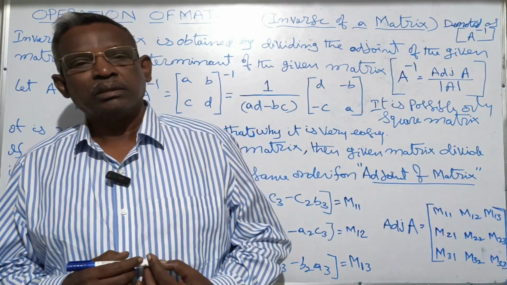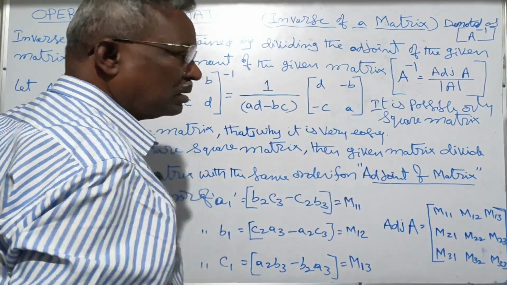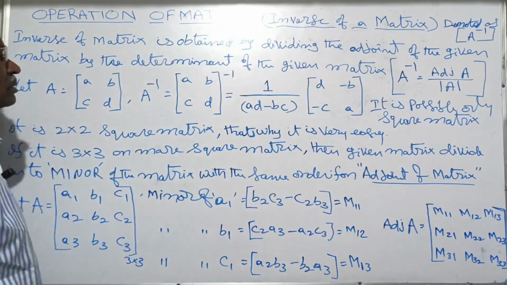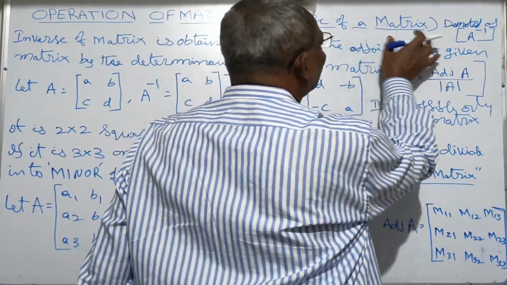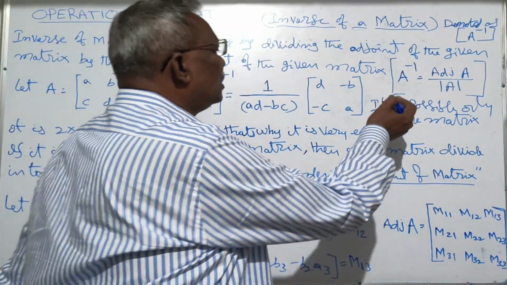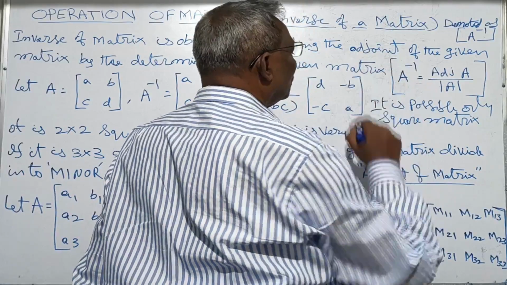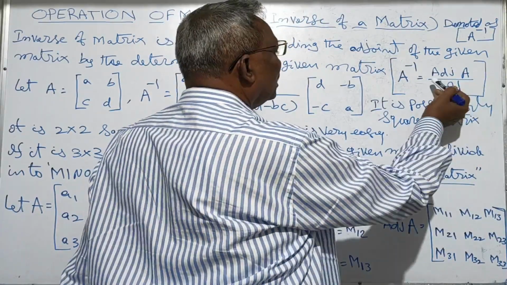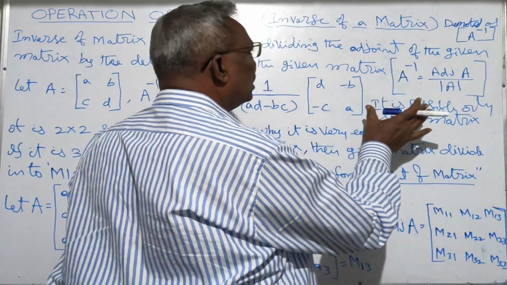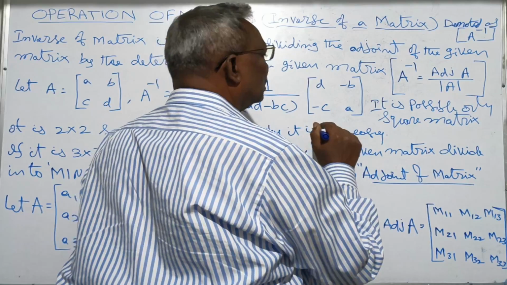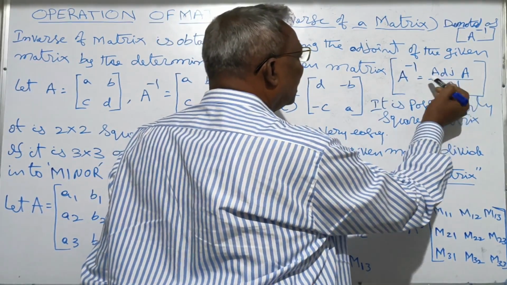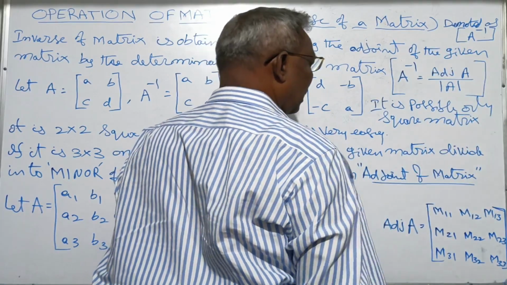Today our topic is inverse of matrix. Inverse of matrix is a part of operation of matrix. This inverse of matrix is denoted by A inverse. Next, A inverse is equal to adjoint of A divided by determinant of A. This is the inverse of matrix formula.